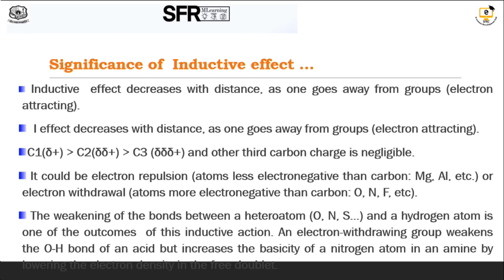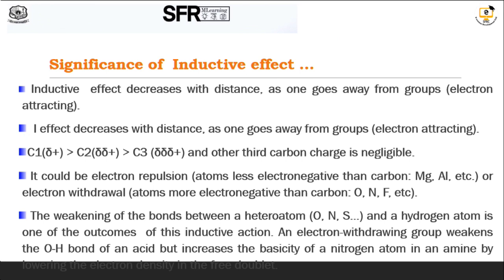And it could be an electron repulsion, that is if the atoms involved are less electronegative than carbon, that may be magnesium or aluminum, etc., or electron withdrawing groups, atoms with more electronegativity, that is oxygen, nitrogen, fluorine, etc., in the periodic table. And the weakening of the bonds between the heteroatoms, may be oxygen, nitrogen, sulfur, and a hydrogen atom, is one of the outcomes of this inductive action.